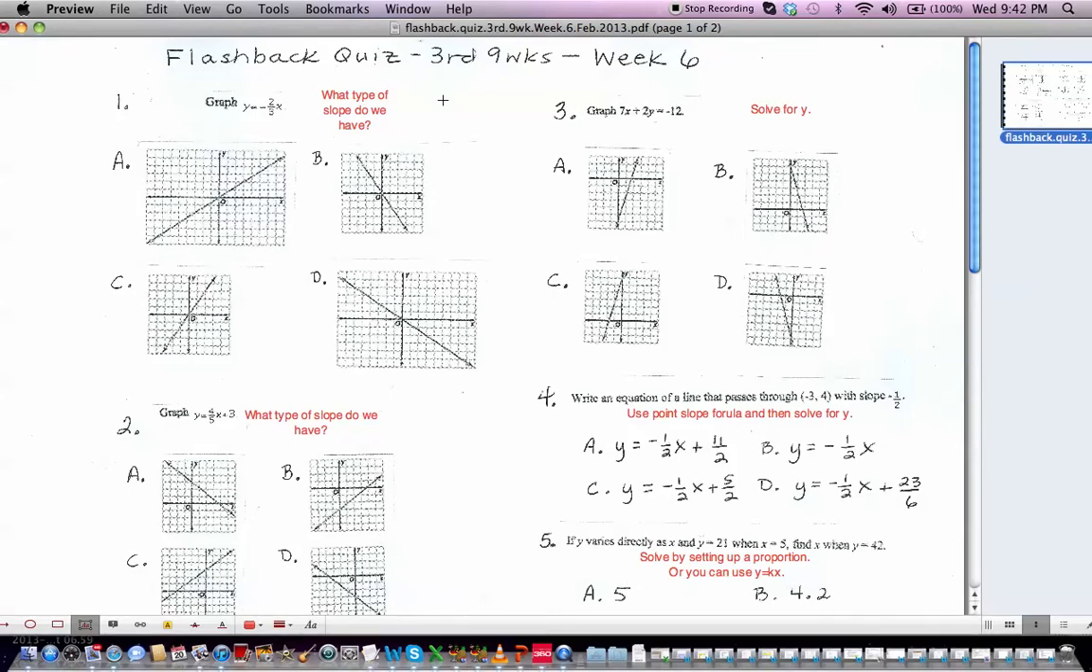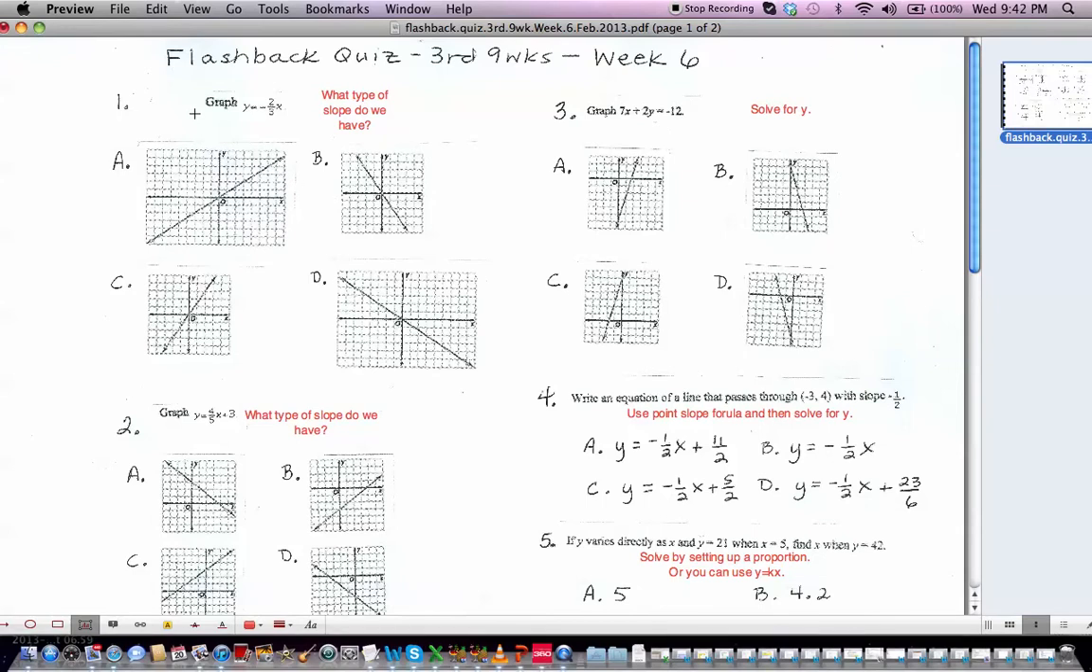Okay, this is a flashback quiz, third 9 weeks, week 6. Today is February 21st. This may be hard to see, so if you have a hard copy, you can look at that, but I do have several prompts on here for you. So if you can listen up, Miss Holder will be here with you, so if you got any questions, just ask her. All right, here we go.